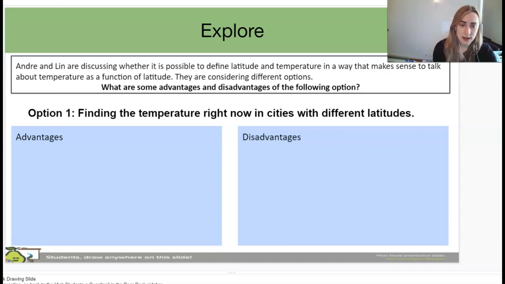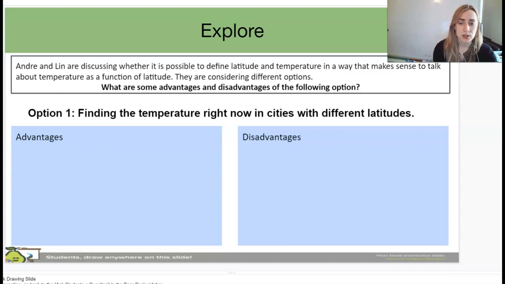So you can see up here it says, Andre and Lynn are discussing whether it is possible to define latitude and temperature in a way that makes sense to talk about temperature as a function of latitude. So again, we're evaluating the effectiveness as a model. Instead of there being just one answer, we're exploring what type of math would be most helpful to understand this real situation. And you want to keep that thread through the whole project.